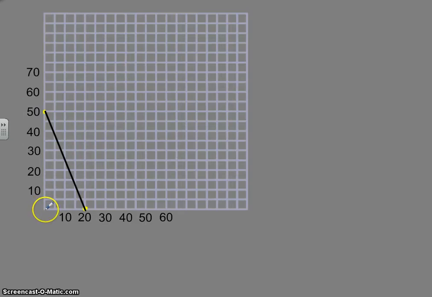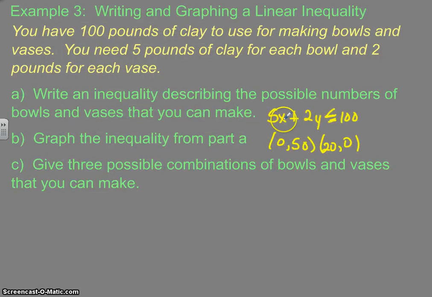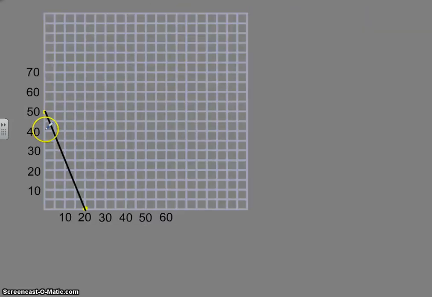Because it's less than, we need to see if a point here or a point over here works in the equation. So let's try 0, 0. Does 0, 0 work in here? Is 0 plus 0 less than or equal to 100? Yes. So we're going to shade this side of the line. So I'm going to color this in, just like this.